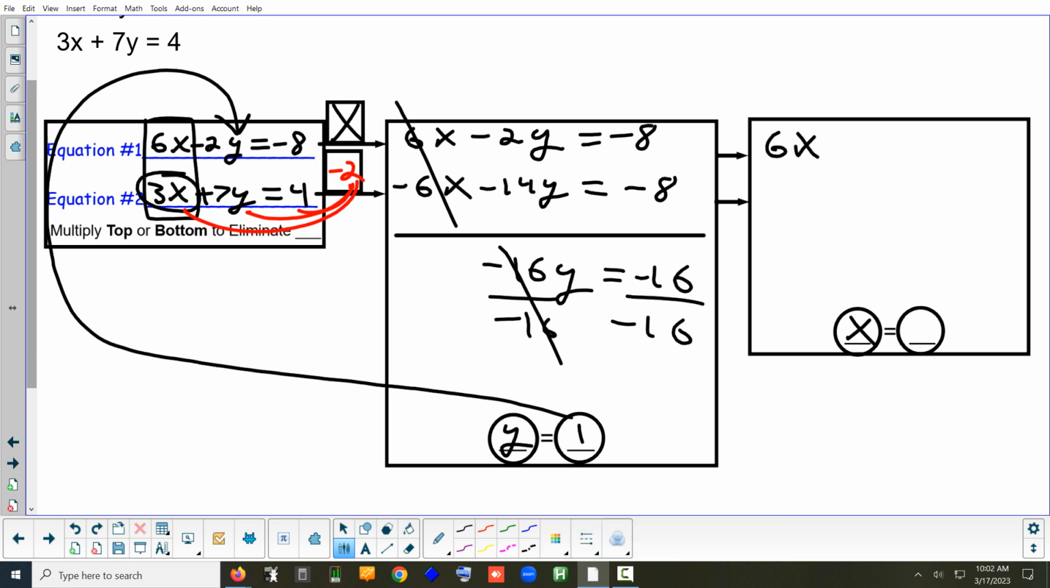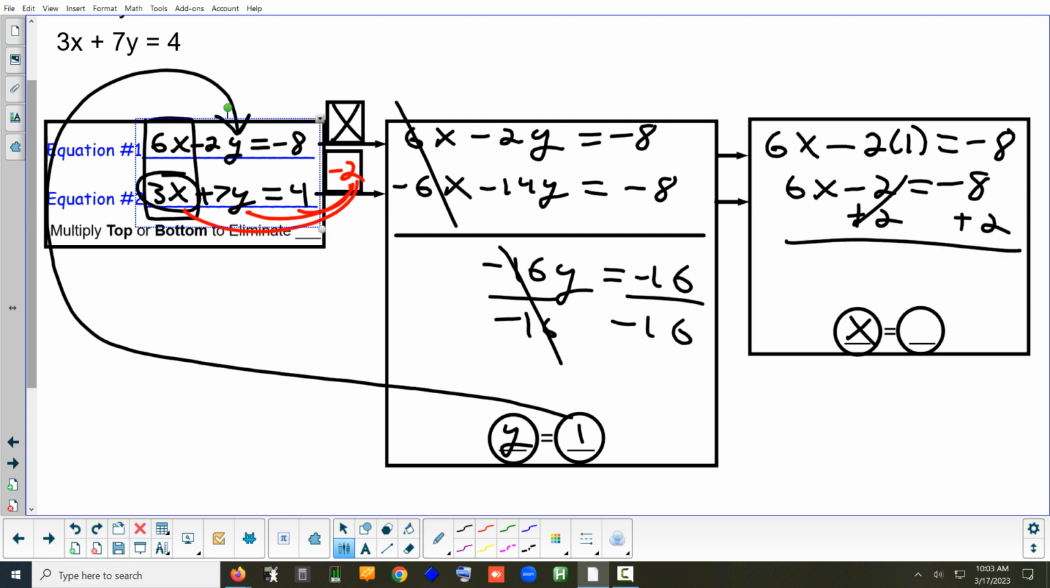6x minus 2 times 1 equals negative 8. Okay, so I'll do the 2 times 1 part. Just get 2. All right, and Abby, what's my next step? Add the 2 to both sides. Good. Negative 2 plus 2 is going to cancel out. And now, Brady, on the left side, what do I have?